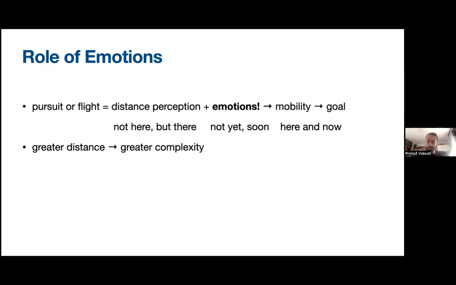The role of perception, as I have it here on the slide, basically says that the goal of the animal is not here, it's there. Desire tells it that it's not yet, but could be soon. And mobility is basically what allows it to make this goal here and now. And of course, the greater this distance, and the more complex this distance is, the more obstacles it contains, the greater the complexity the animal is going to have to have to be able to overcome it.